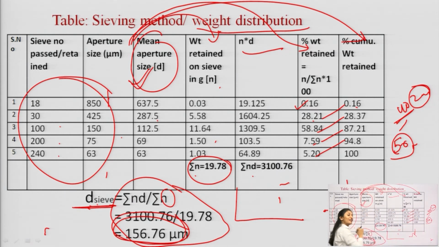This weight retained is equivalent to frequency in terms of the number distribution. That is, the weight retained in the case of the separation method or a weight distribution method. So, in this way you will get the average particle size as well as the particle size distribution.